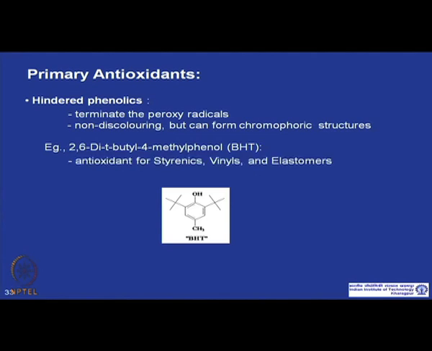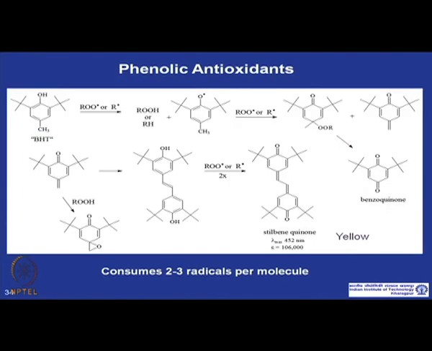This type of primary antioxidant is used very much for styrenics, vinylics and elastomers. But the drawback for these primary antioxidants is that they form very volatile, low molecular weight phenolics. So, they might get lost during the processing conditions.